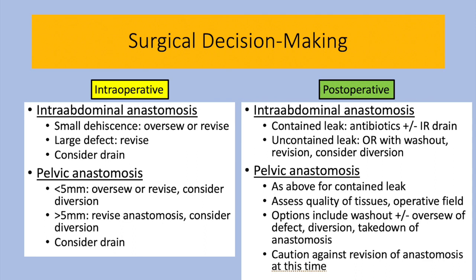The pelvic leak is more likely to be discovered intraoperatively due to the ubiquitous leak test. If a small leak is noted, let's say less than 5 millimeters, oversewing or revision should be done. Diversion may also be needed. If the leak is larger, revise the anastomosis with a consideration for diversion. A drain may be considered for the same reason as above.